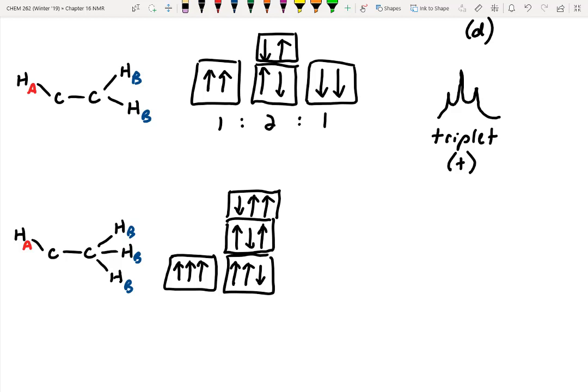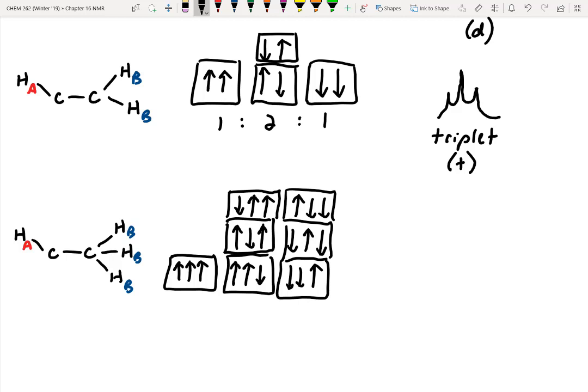Or maybe we've got 2 spin downs, 1 spin up. Or maybe we've got spin down, up, down. Or maybe we've got up, down, down. In all 3 of these combinations, the net effect is 2 spin down, 1 spin up, right? And then the last one, what do you think that's going to be? Down, down, down. All right, so what do you think the ratio is going to be for this peak? 1 to 3 to 3 to 1.